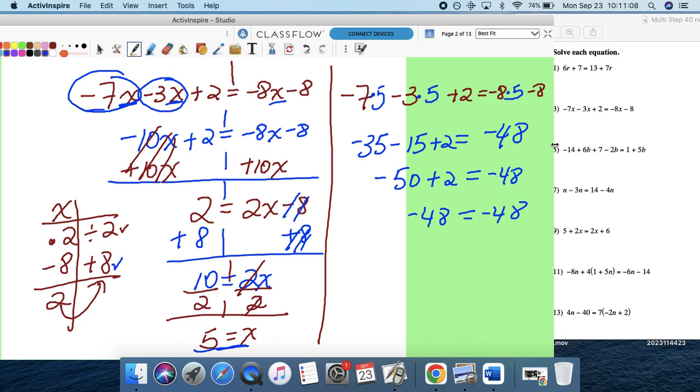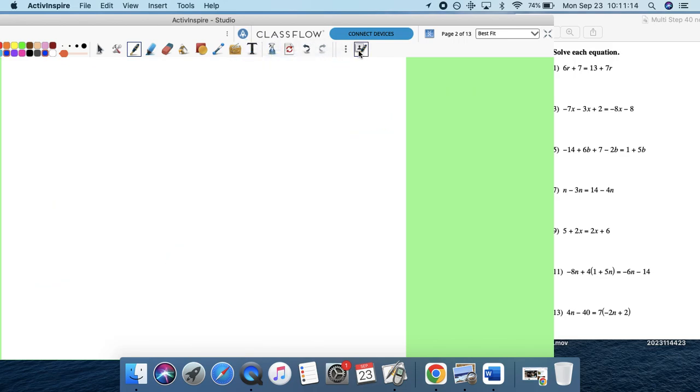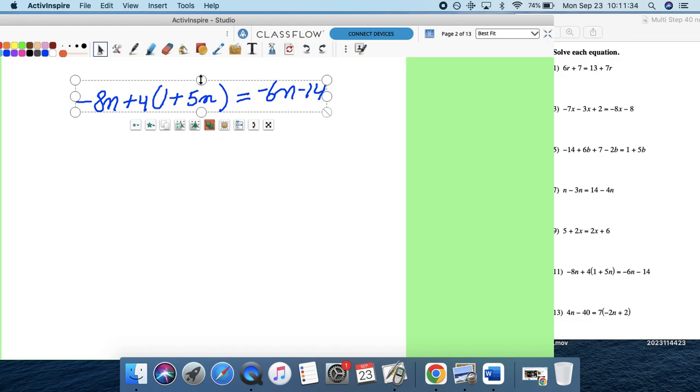I know it's a lot, but I don't think it's anything you cannot do. Number 11 was negative 8n plus 4, parentheses 1 plus 5n, equals negative 6n minus 14.